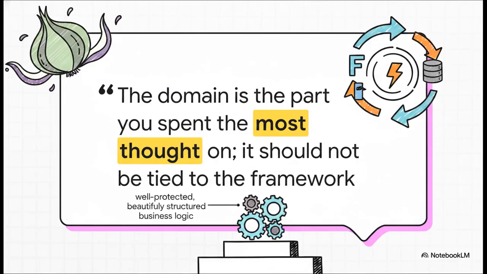And really, that brings us to the core philosophy, the true thesis of this entire explainer. The domain is the part you spend the most thought on. It should not be tied to the framework du jour. Frameworks change, databases evolve, API protocols come and go. But well-protected, beautifully structured business logic, that endures. By peeling the onion and respecting these boundaries, you're building software that actually survives.